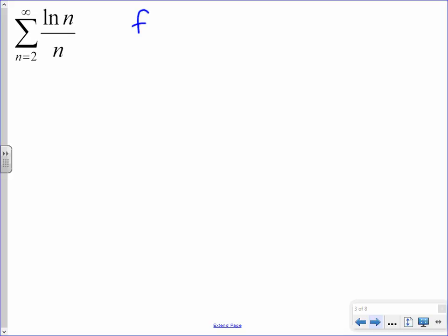So if we're going to use the integral test, let's go ahead and write it as a function of x. And we have to consider three things. Is this a positive function? And really we care about what the domain is. In this case, the domain is 2 to infinity. Natural log is positive as long as you're plugging in values bigger than 1. X is positive as long as you're plugging in positive values, so we're good there.